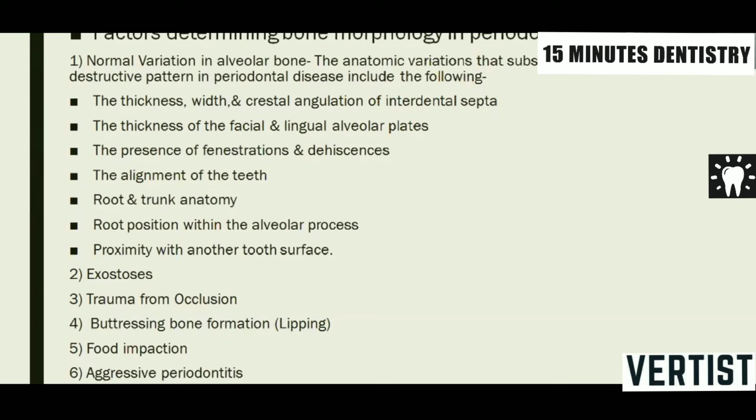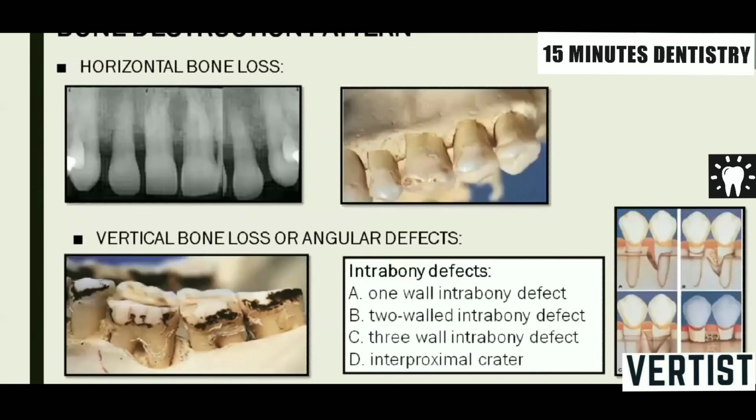If there is a food impaction, then it will lead to reverse architecture of the bone. In aggressive periodontitis, you generally see arch-shaped bone loss in the mandibular first molar area and central incisors. So different types of bone patterns are decided. These are the factors which will affect the different types of bone pattern. Now we will see bone destructive patterns, or patterns of bone loss.